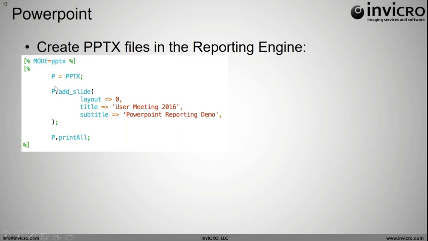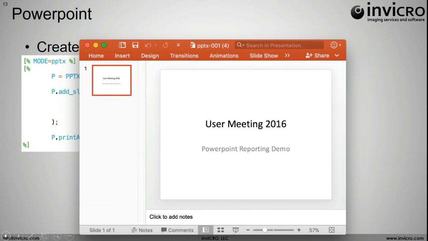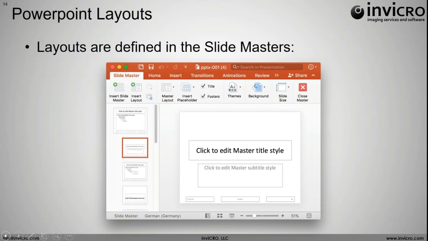And then the PowerPoint module provides functions like add slide. And then I select a layout, in this case the first one, and a title and a subtitle. And then we go for the print all again. And I would get something like this, where I have one slide in the PowerPoint with my title and subtitle set. And you know about these, you can see that well.